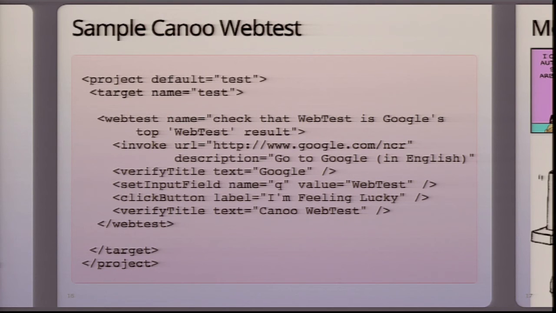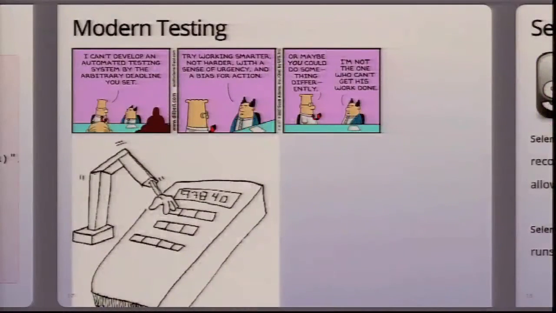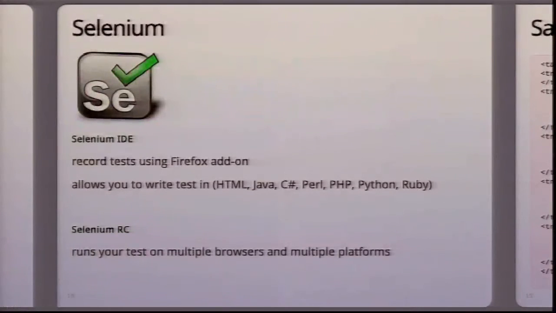Here's an example. Go to the URL google.com, verify that there is the text Google. For the query field Q, enter web test, and click the I'm Feeling Lucky button. I always feel lucky. And verify that you got the results for Canoo Webtest. So that's an example of some not-so-modern testing. You can read this on the slide sometime, but it's about automating clicking things around.